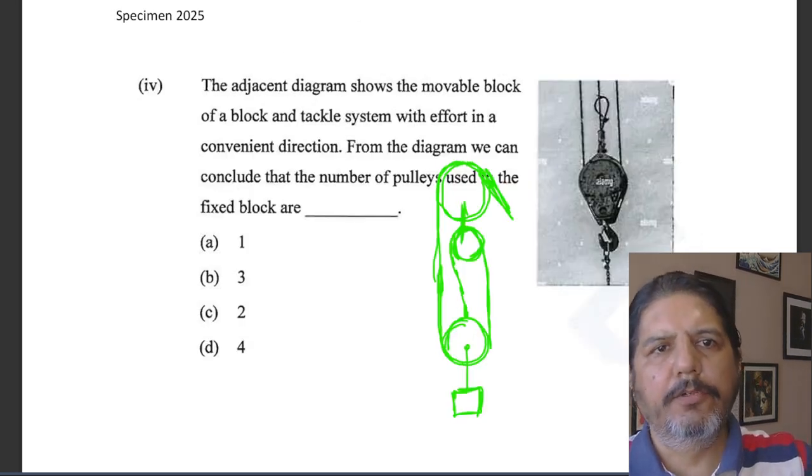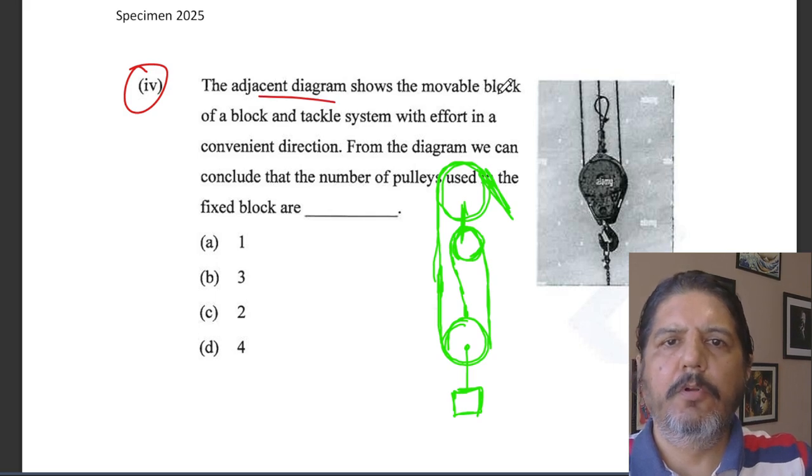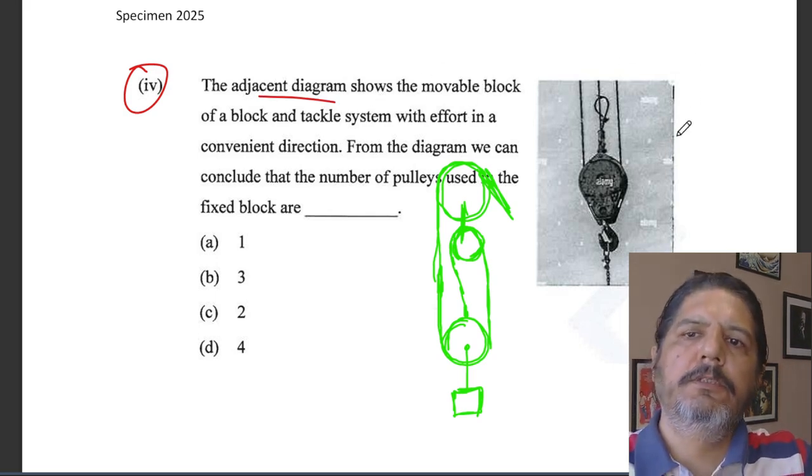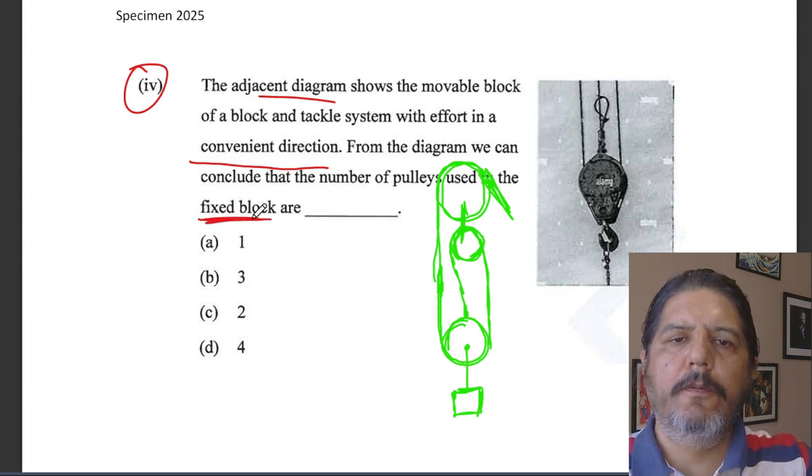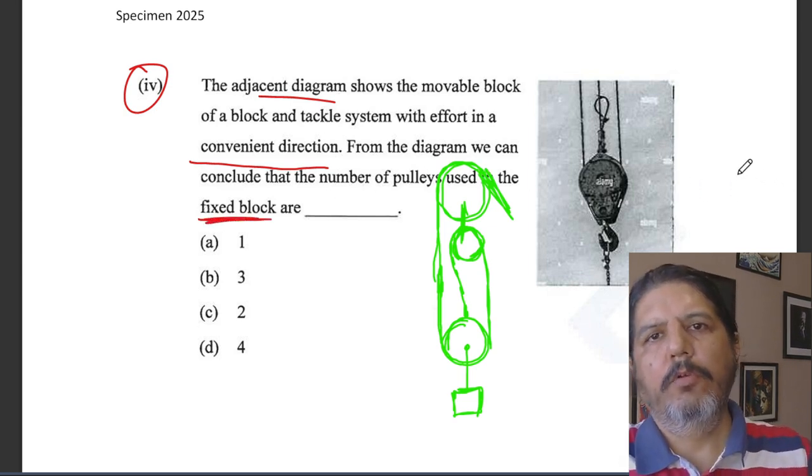Let's look at the next question. The adjacent shows the movable block of a block and tackle system with effort in a convenient direction. So effort in a convenient direction. From the diagram, we can conclude that the number of pulleys used in the fixed block. We have to find the pulleys in the fixed block.